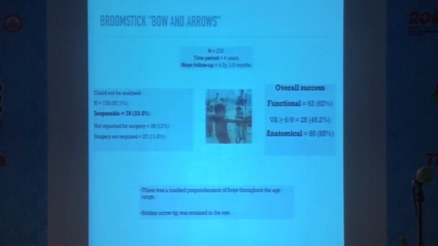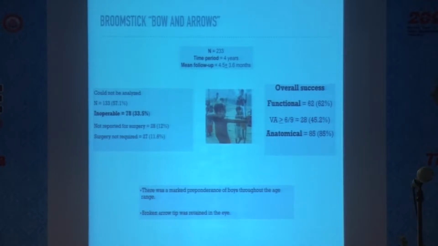Again, just to re-emphasize the bow and arrow injury, this was during the time of Mahabharata, where we published our data of 233 bow and arrow injuries, and nearly one-third of them were inoperable. The overall success rate in spite of multiple surgeries was about 62% functional and about 85% anatomical success.